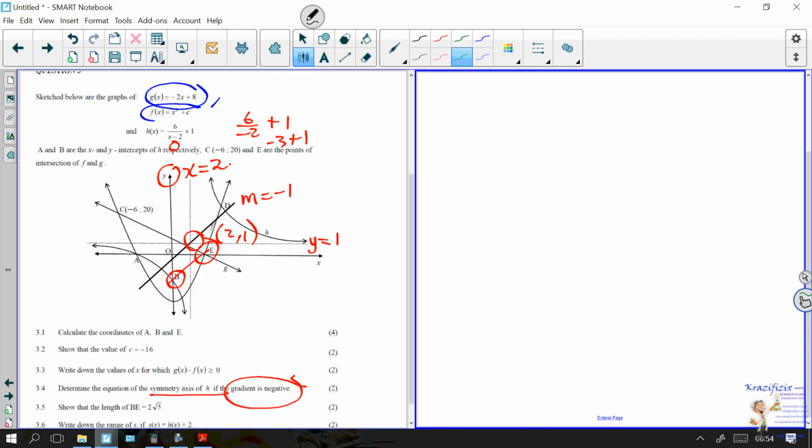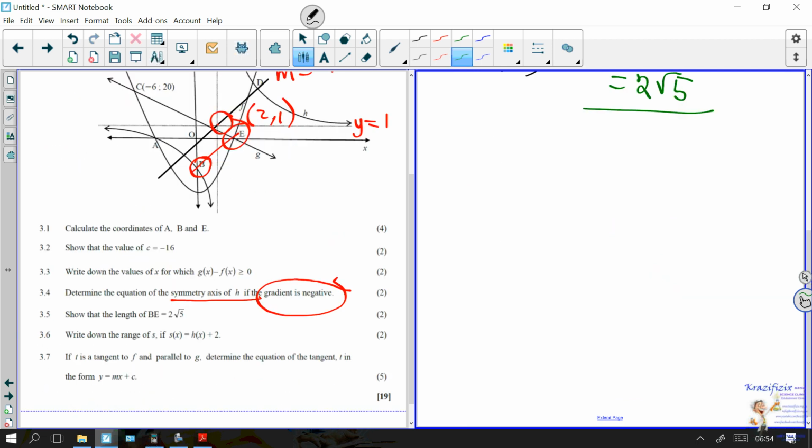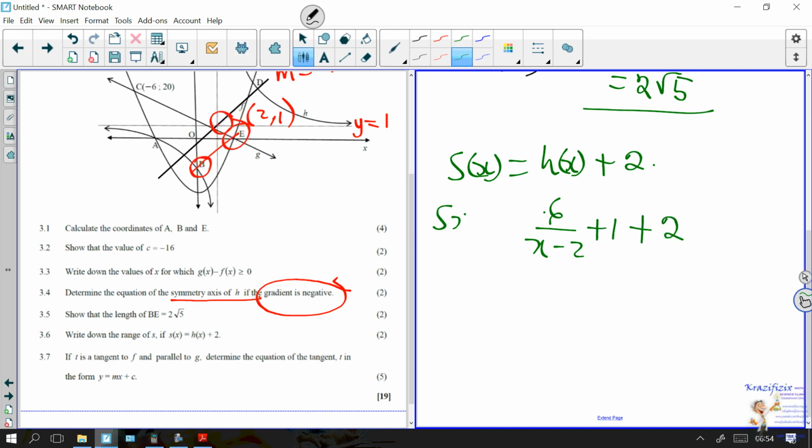Okay. Write down the range of S. If S of X equals, now my S of X is H of X plus 2. This graph is actually shifting. What's my H of X? 6 over X minus 2 plus 1. And then we have that. Now this is my S of X. What am I going to have? My S of X will be what? 6 over X minus 2 plus 3.